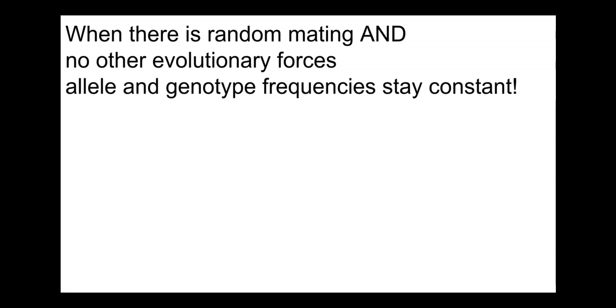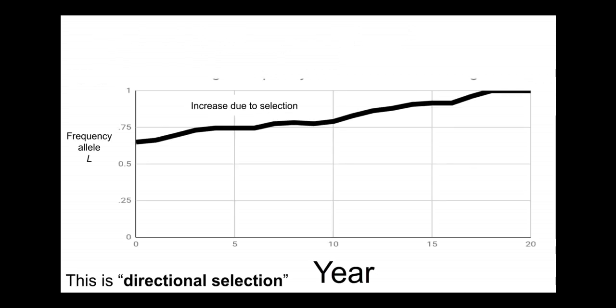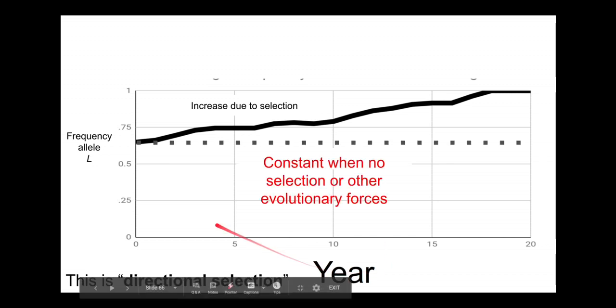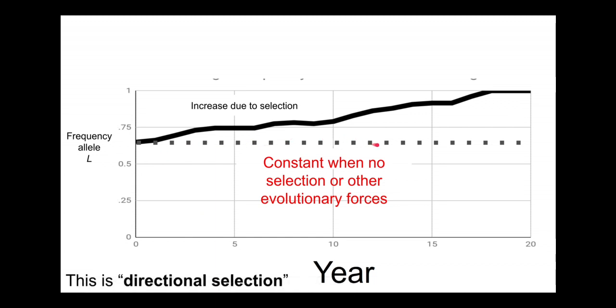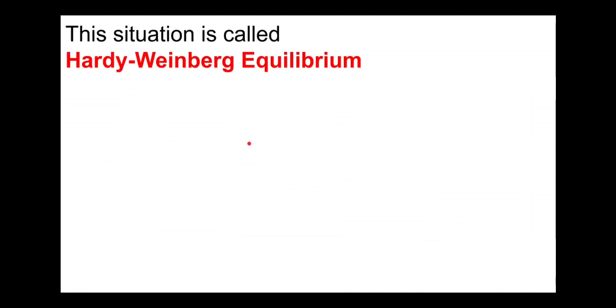So this is only when mating is random and no evolutionary forces are occurring. Allele and genotype frequencies will stay constant over time. So if there is natural selection happening, we might expect an allele to increase, but if there is no evolution happening, there's no natural selection, then we would see a constant allele frequency over time. And this situation, again, is called Hardy Weinberg Equilibrium. It is a null model against which to look at what's actually happening in a population and understand what evolutionary processes might be occurring.